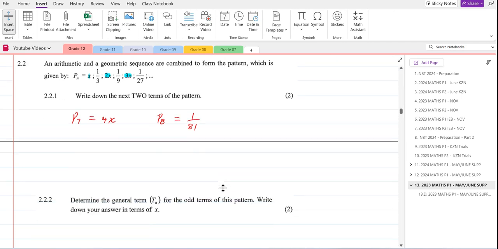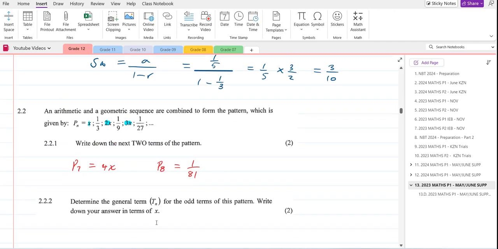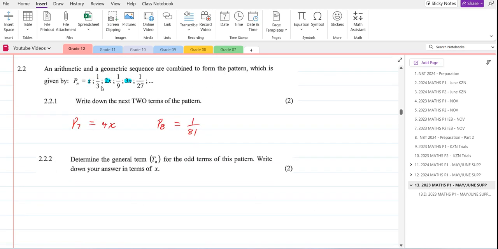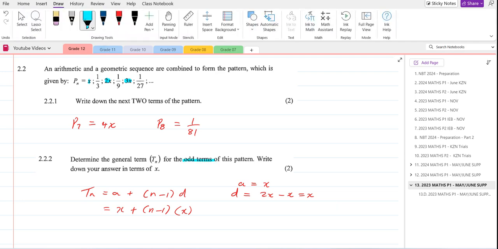Moving on to the next problem: determine the general term for the odd terms of this pattern. Write your answers in terms of x. The odd terms are arithmetic, so Tn is equal to a plus n minus 1 times d. a is the first term, which is x. What is d? The common difference is also x, because 2x minus x is x. They said for the odd terms, which are x, 2x, 3x.